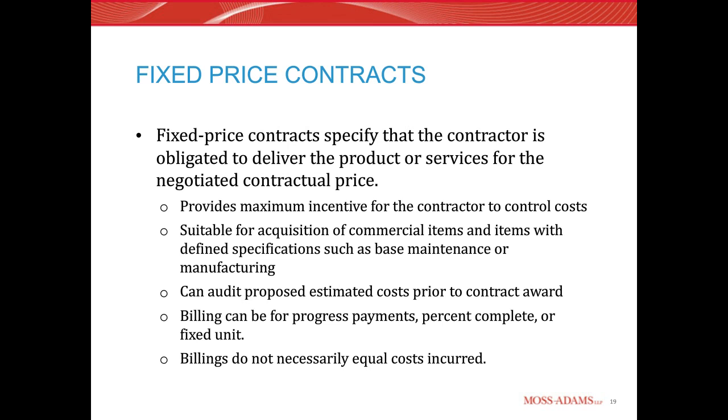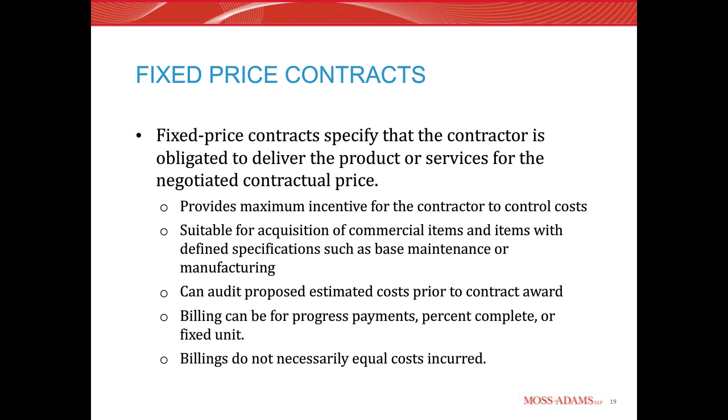And the billing can be any manner. Typically, it's a progress payment, which the contractor will submit a bill each month for how many hours they've incurred or how much material, up to a set amount, typically 85%, and then they'll get the last 15% at delivery, for example. There could be a percent complete where there'll be a milestone. When you get to X, you get one third. When you get to Y, you get two thirds, and Z upon completion.